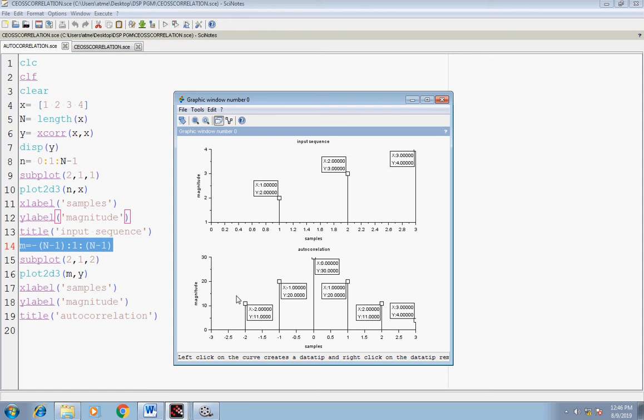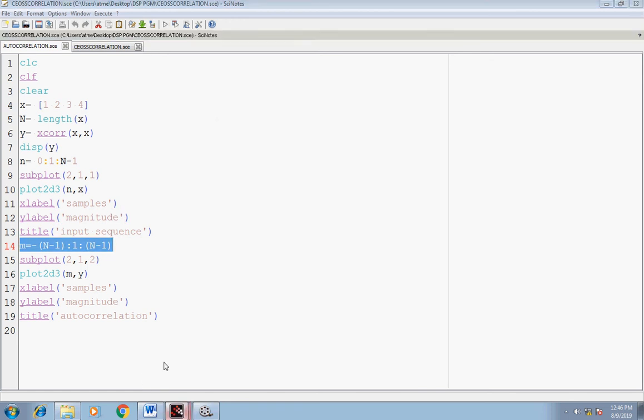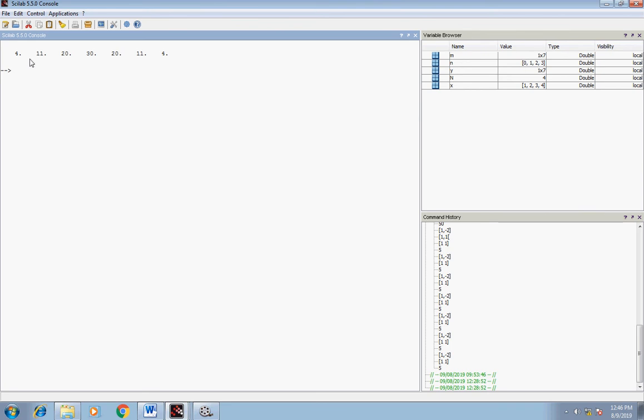So here what we are verifying, the first property, is that it is an even function. So at n is equal to 0, the sequences are equally distributed, that is x of m is equal to x of minus m, and at n is equal to 0 you can see the maximum value of 30, and in the console window you can see the values 4 11 20 30. So the maximum is 30 at n is equal to 0, and you have an equal number of sequences at the left side as well as the right side. So this is the autocorrelation.